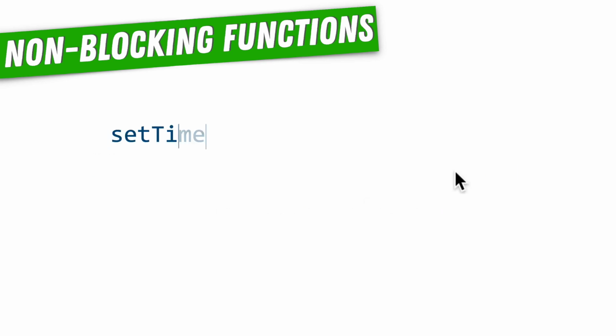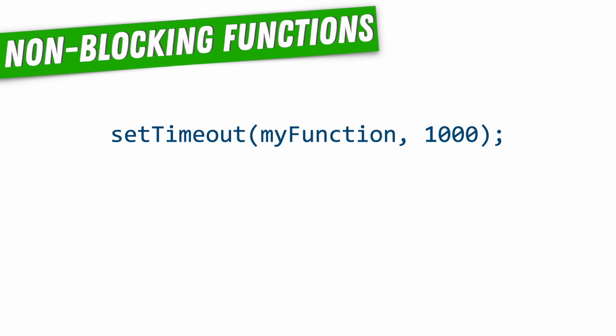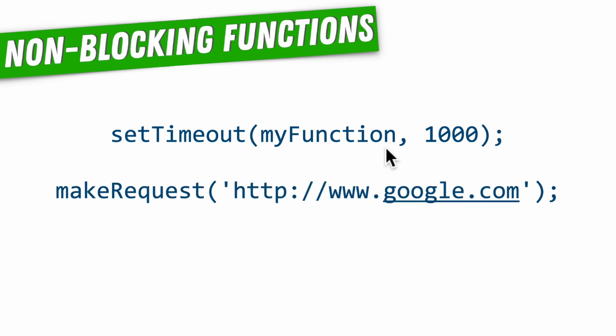But our non-blocking functions, like setTimeout, execute in the background or even in parallel with the rest of our code. The 1-second timer is running while the next line of code is already executing. And the myFunction callback might run in parallel with another piece of code, like, for example, making a request to google.com.